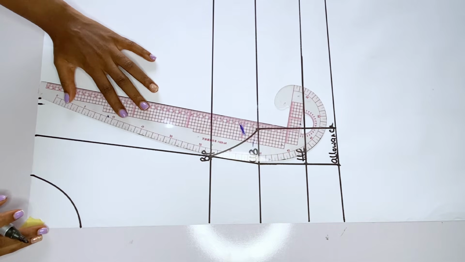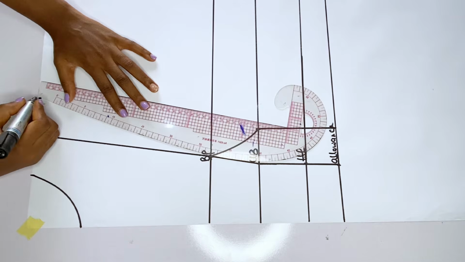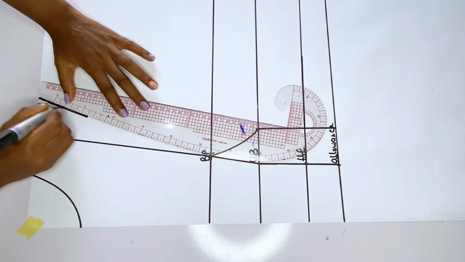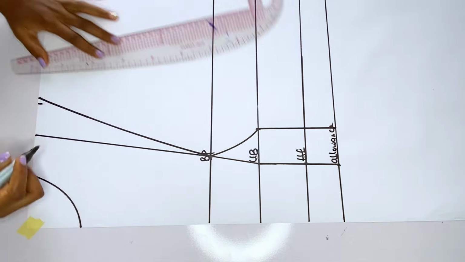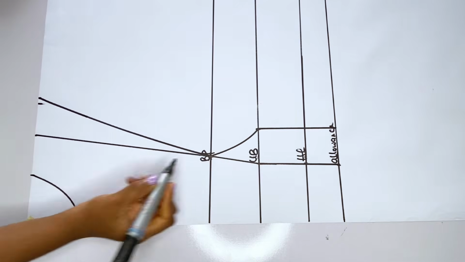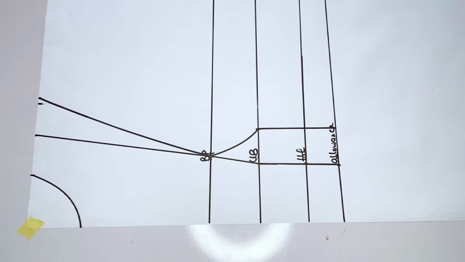So when I was connecting, I made a mistake. I connected it to the 2.5. So 2.5 is still okay. If you want to make it 2 inches, fine. 2.5, fine. So you can see that our shoulder dart is out now.